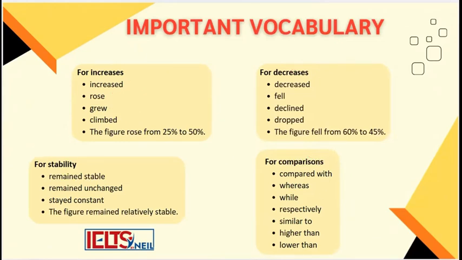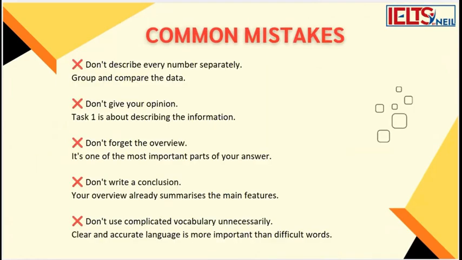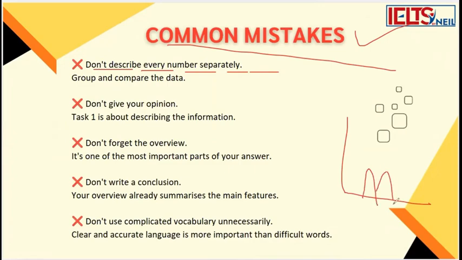So far, we have learned how to write a bar graph, right? So basically, what should we do to write a bar graph? It is also very important to understand what we should not do while writing the bar graph. Now, have a look at this. These are some common mistakes that students make. In this one, we should not describe every number separately. As I said, whenever we have a bar graph, we should not talk about all the numbers. Just talk about the important numbers, the features, and that's it.